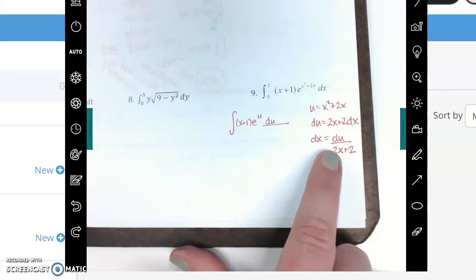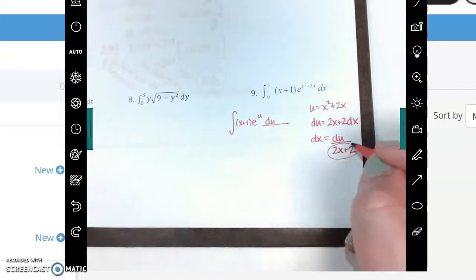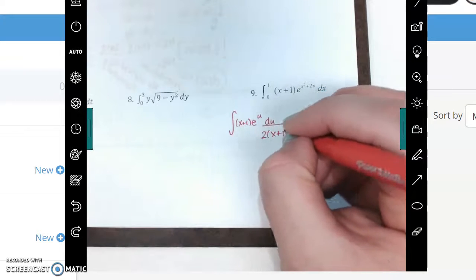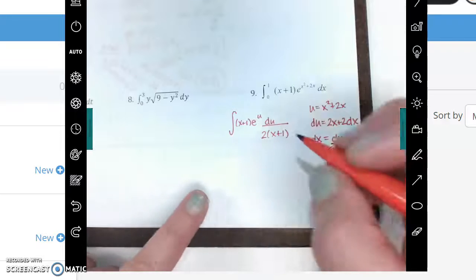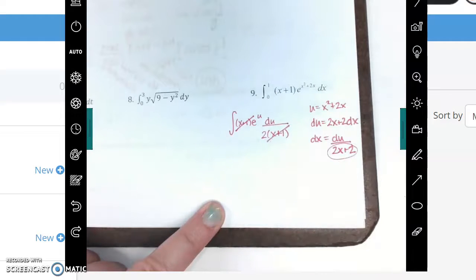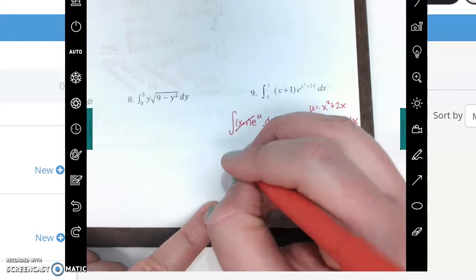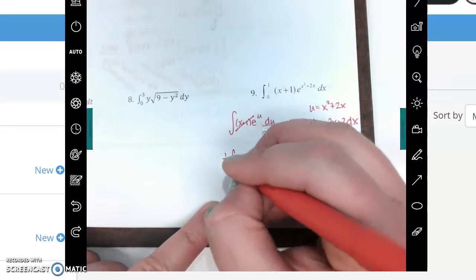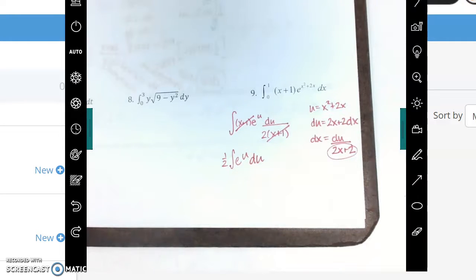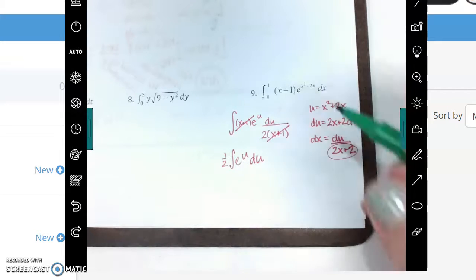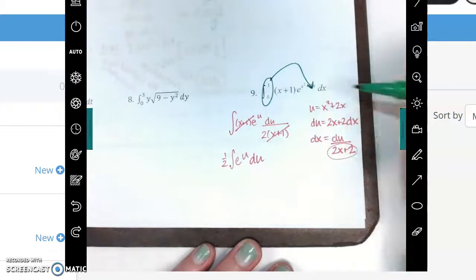How can I change this? Take a 2 out. So this is the same as this. And why is that better? Because now I can cancel out the x's. What can I do with the 2? Pull it to the front as a half. So really, this is the integral of a half e to the u du. What do I do next? Change my endpoints. My original endpoints were 0 and 1. I'm plugging those in here.